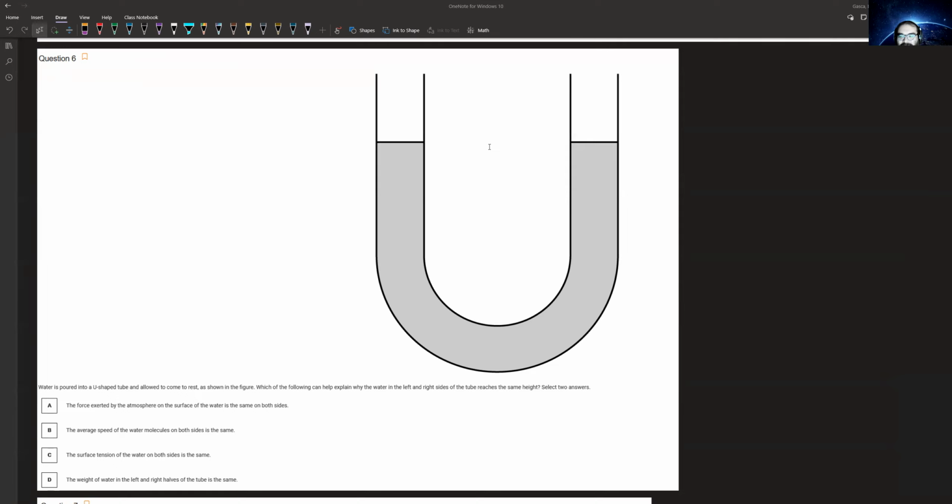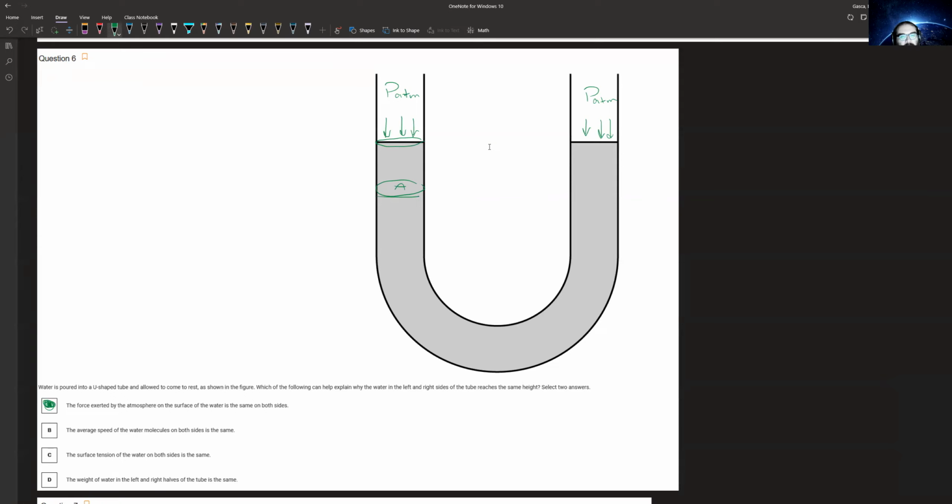All righty, 15 seconds. This one was quick. All righty. So let's see here. So we have learned that when fluids are open to the atmosphere, or to air, sorry, atmospheric pressure pushes down on them. And so if the atmosphere, for whatever reason, was greater on one side, then that would push the fluid further down by exerting that force over an area. So I'm going to agree that the force exerted by the atmosphere on the surface of the water is the same on both sides.